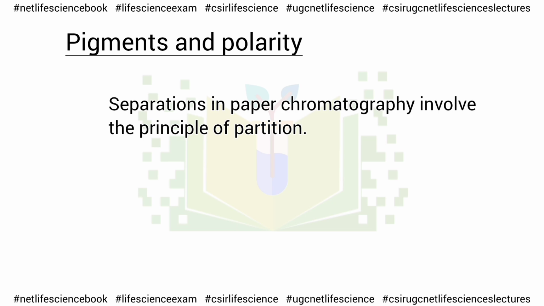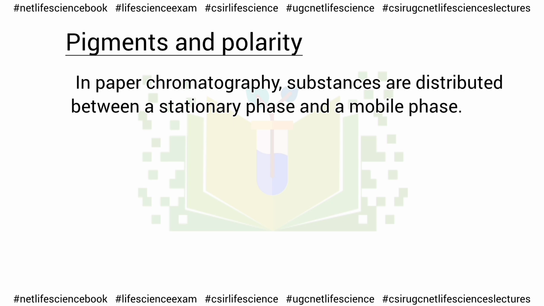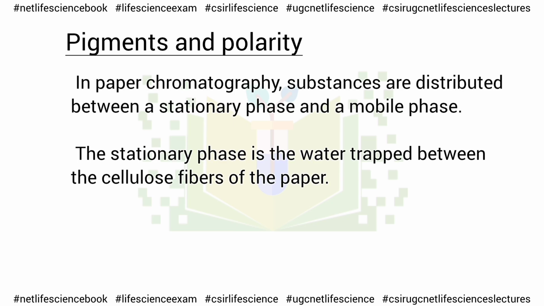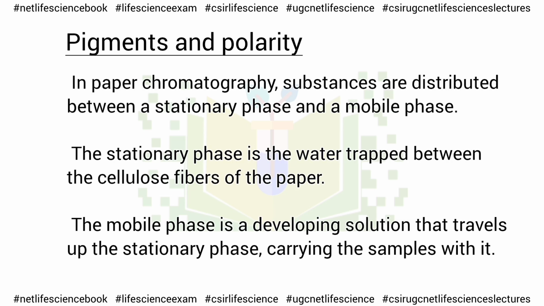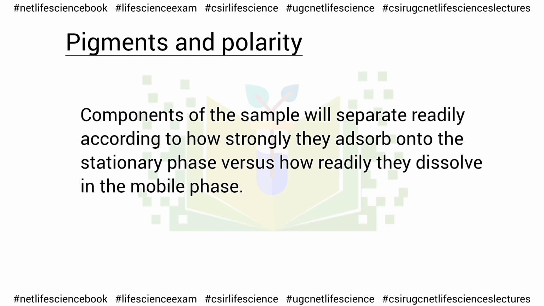Separations in paper chromatography involve the principle of partition. In paper chromatography, substances are distributed between a stationary phase and a mobile phase. The stationary phase is the water trapped between the cellulose fibers of the paper. The mobile phase is a developing solution that travels up the stationary phase, carrying the samples with it. Components of the sample will separate readily according to how strongly they adsorb onto the stationary phase versus how readily they dissolve in the mobile phase.